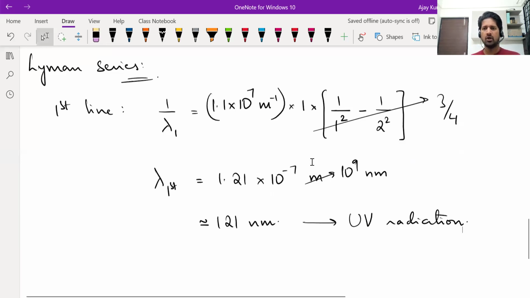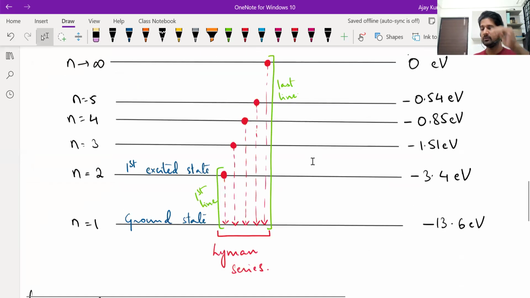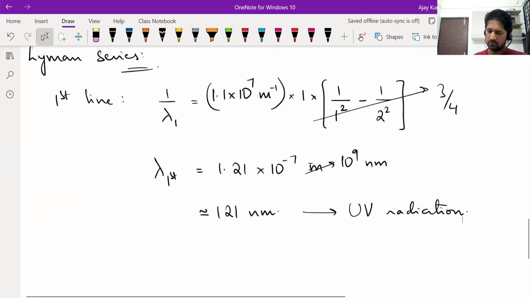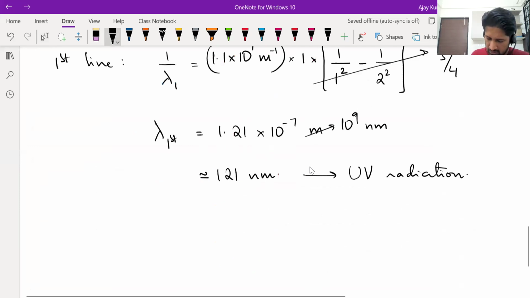Hope this is clear to all of you how to find out the wavelength emitted for any line of a spectral series. So for the first line, this is the wavelength. The jump is from n equal to 2 to n equal to 1. The last line, the jump will be from infinity to 1. So do this, all of you. Find out the wavelength corresponding to the last line of Lyman series of hydrogen.